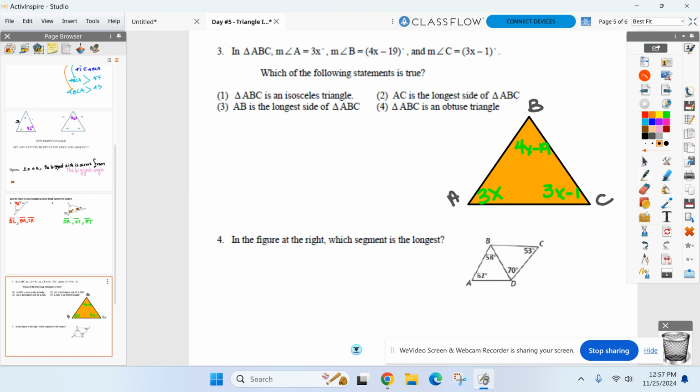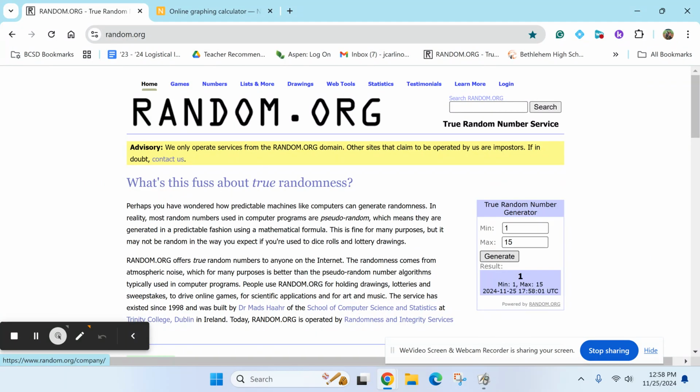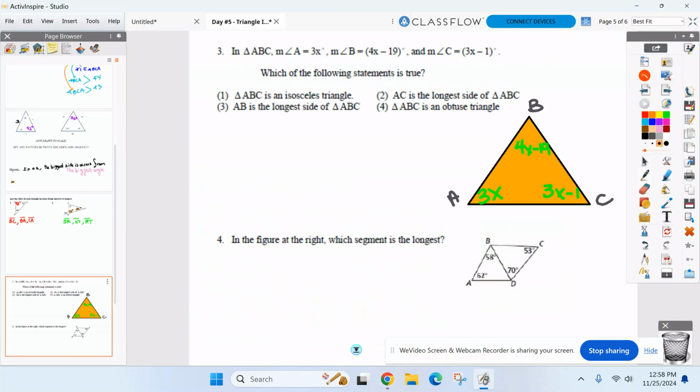And now it's asking me which one of these is true. As we look through the choices, like is it isosceles? What's the longest side? Is it obtuse? I'm going to have to know the angle measures. Without a doubt, I'm going to have to know the angles. So to start, I got to find x. What equation do you want to set up to find x so I can substitute back in? Bella? 3x plus 4x minus 19 plus 3x minus 1 equals 180.